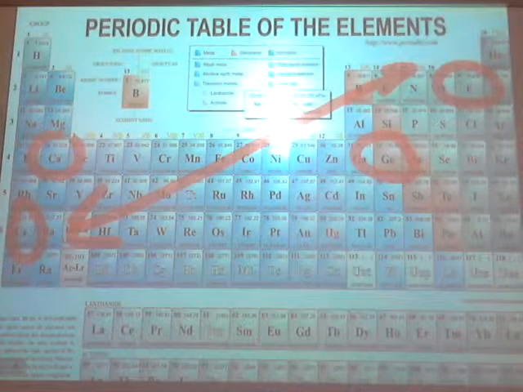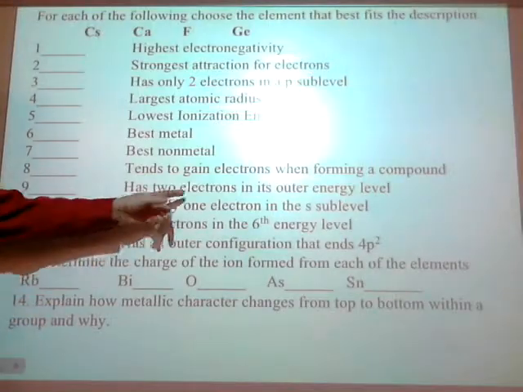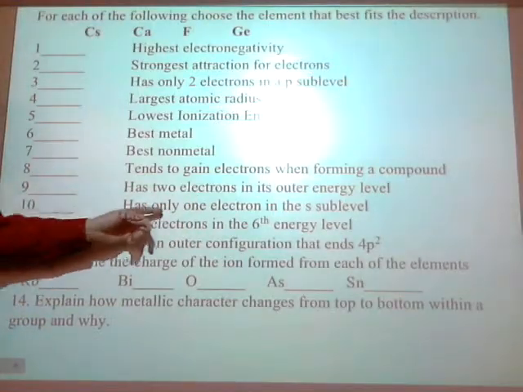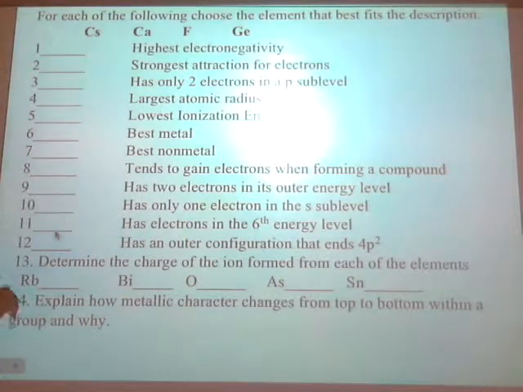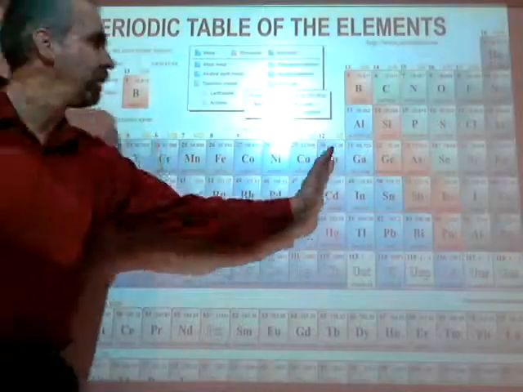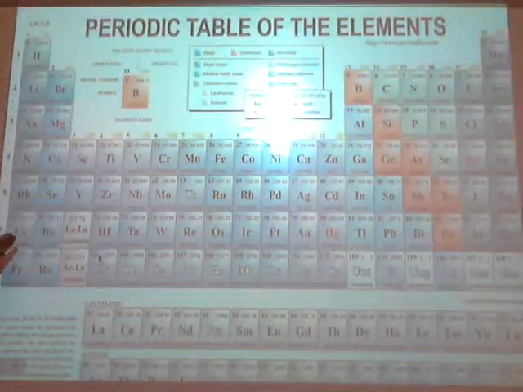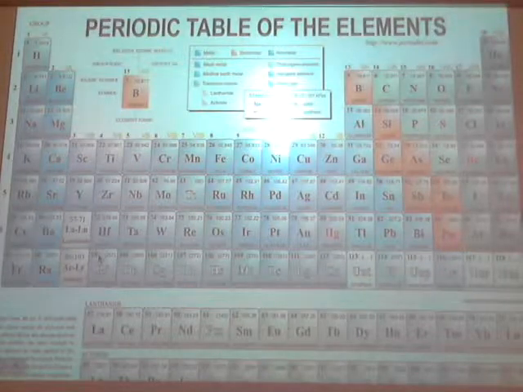All right, how about the next one? Wait. What? That did ask you about energy level, right? That was this one, number 9. Number 10 has only one electron in the s sublevel. Again, I just look where the s fills. This is where the d fills. P, F. The s sublevel fills here. The only guy who's in the first one of those would be cesium.